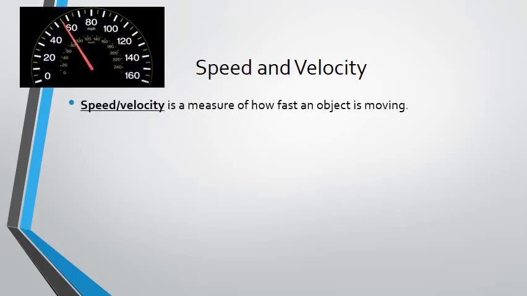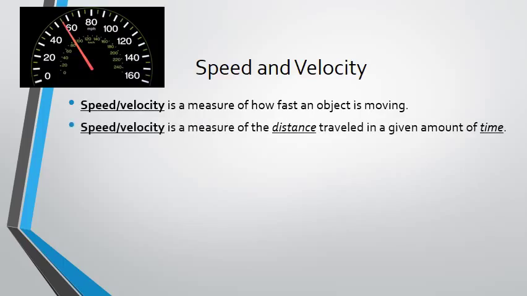Now let's get into speed and velocity. Speed and velocity are measurements of how fast an object is moving. We need to make sure we're including the two vocabulary terms that we've already learned about, distance and time. To better define speed and velocity, you might say it is a measure of the distance traveled in a given amount of time. If you were to put it into an equation form, velocity is equal to distance divided by time.